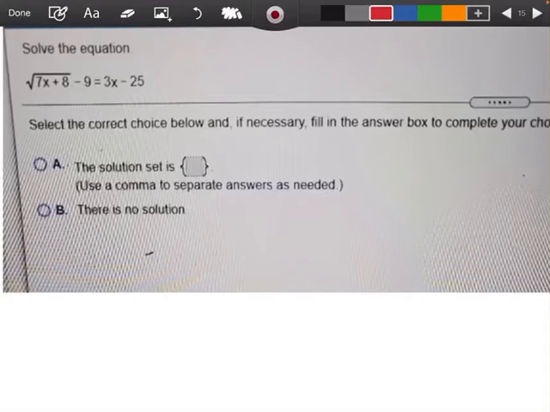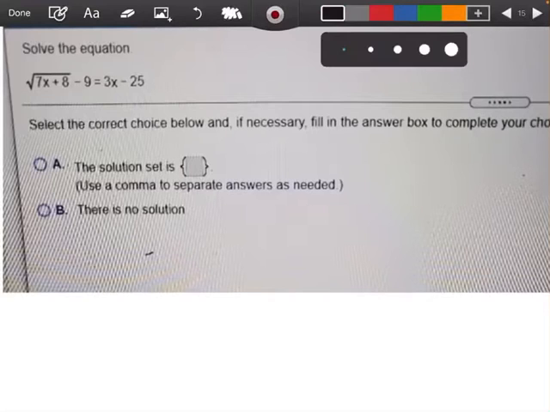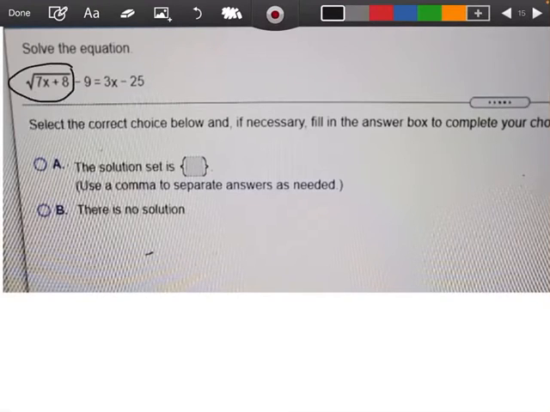All right, so guys, this is a problem out of 2.6, and it's asking us to solve this equation. We have the square root of 7x plus 8 minus 9 equals 3x minus 25. These are radical equations. I think this is 1.6. What we need to do here is get the square root part by itself.